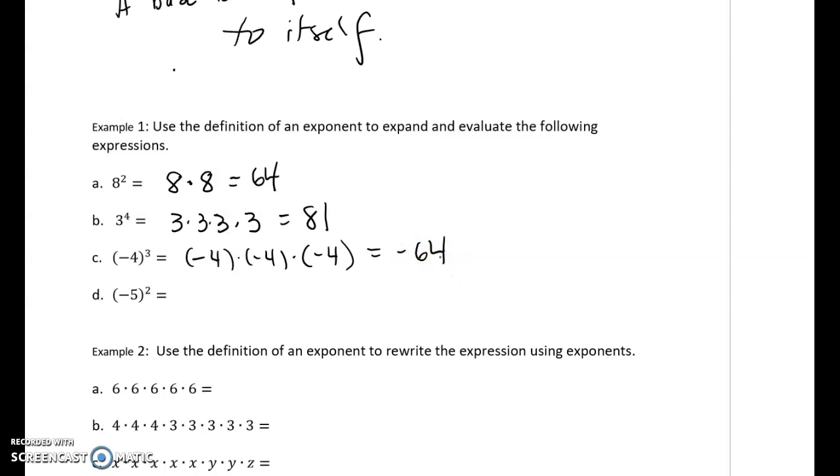In part D, -5 is the base and 2 is the exponent. So that exponent is telling us that we're going to multiply -5 times itself twice. Negative 5 times negative 5 is positive 25.